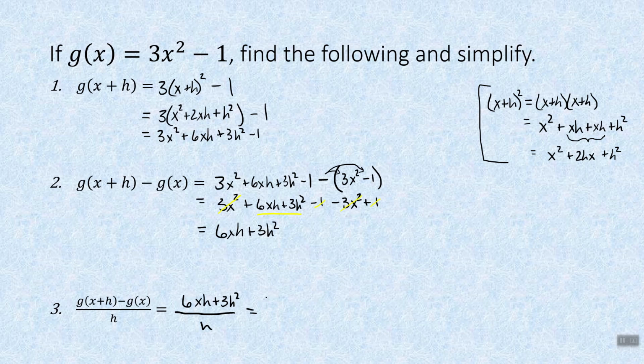When I'm dividing, I'll always factor out first, because we can only cancel numerator to denominator if it's in factor form. All right, so it has to be written as factors or a multiply problem before we can cancel. And we'll end up with 6x plus 3h.